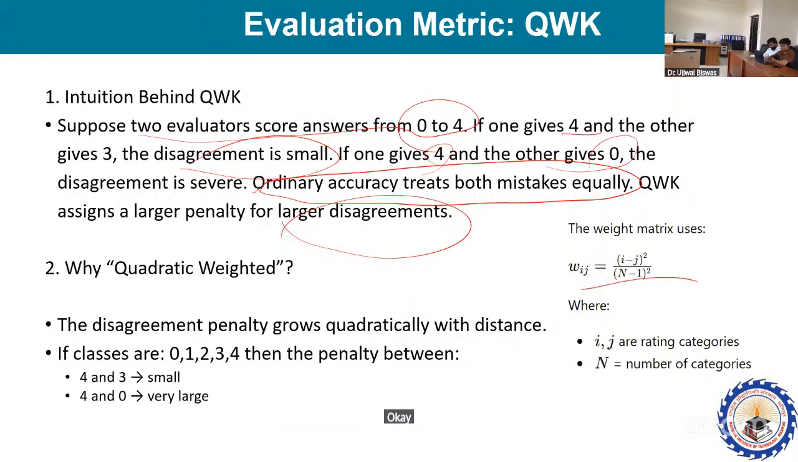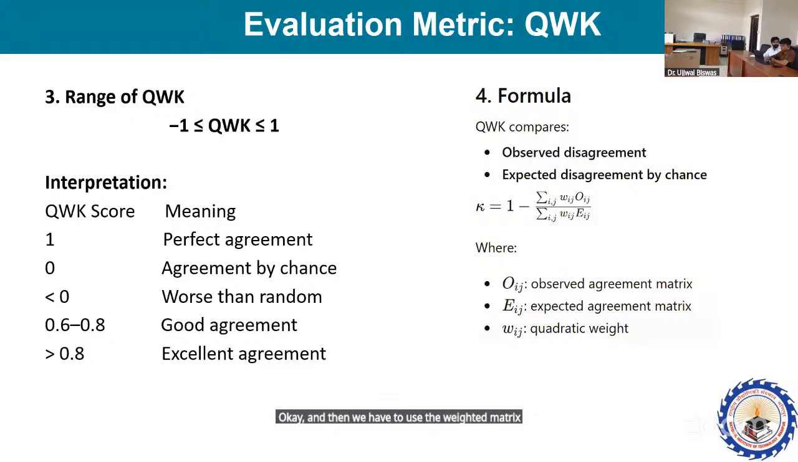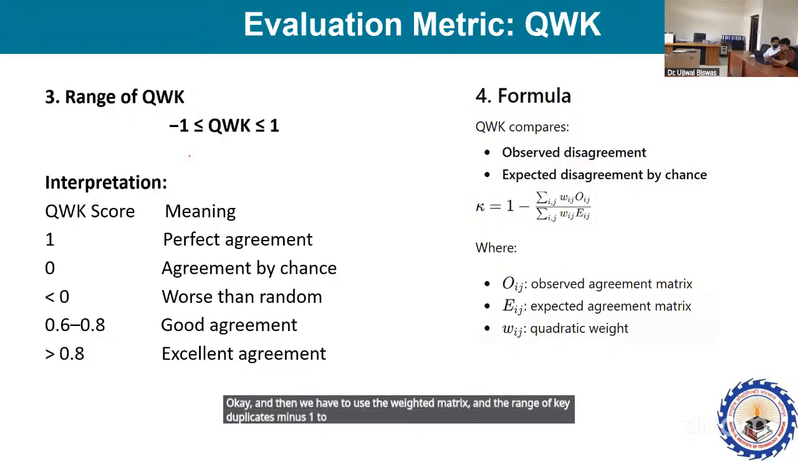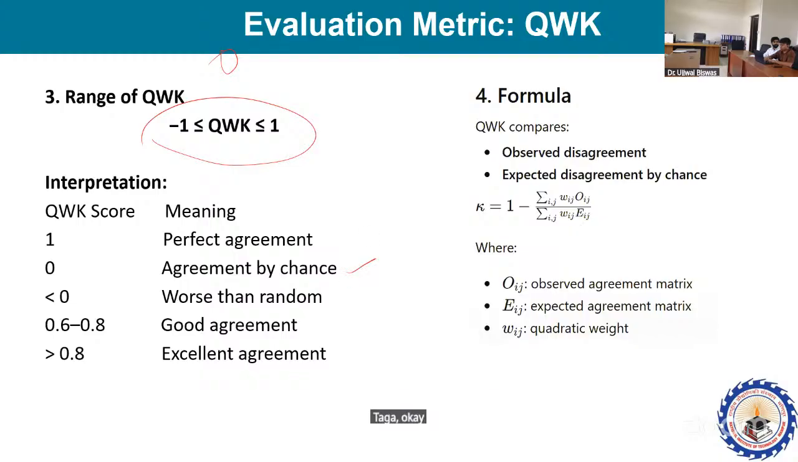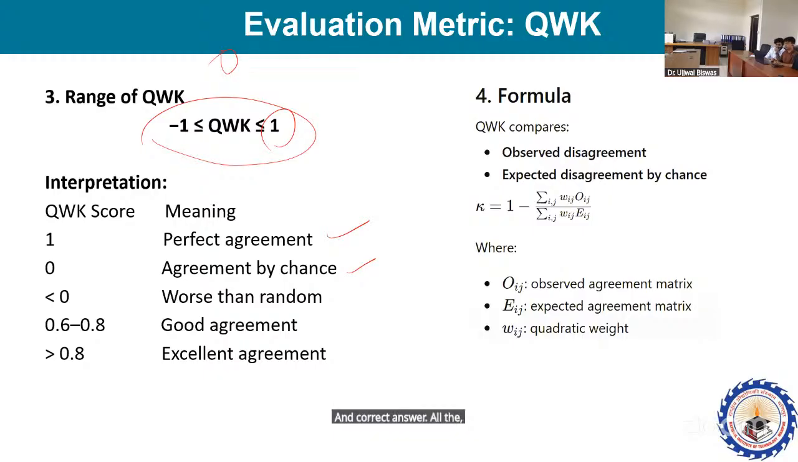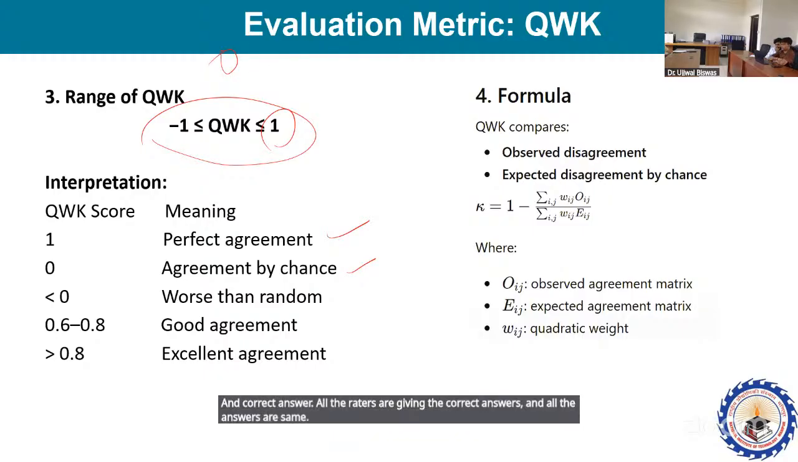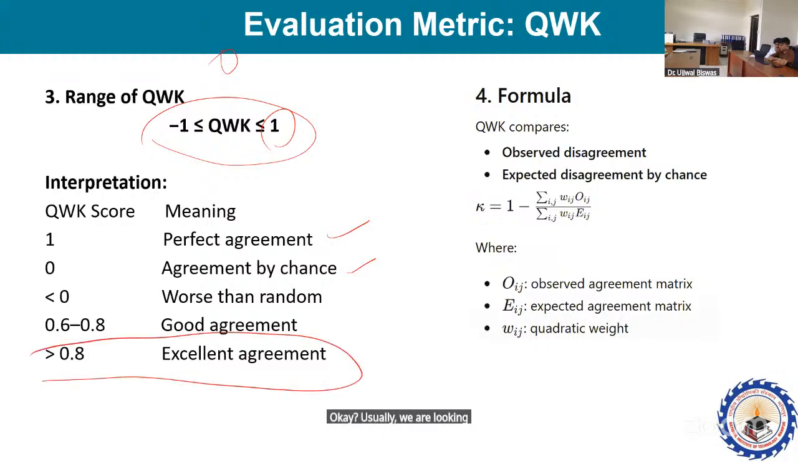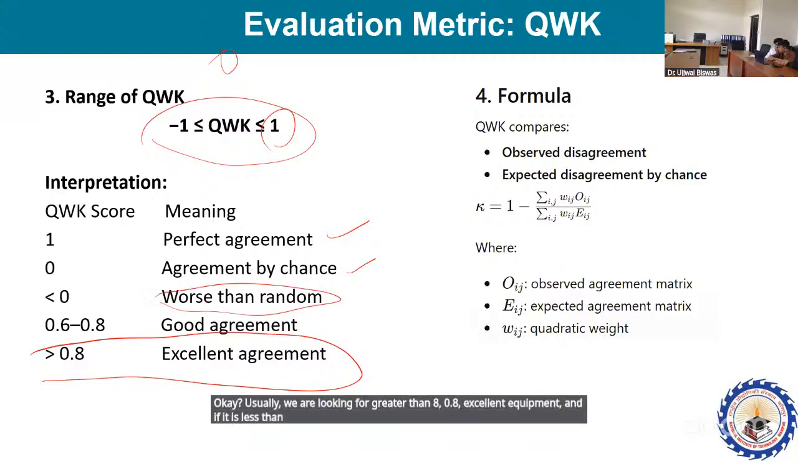And we have to use the weighted matrix, and the range of QWK is -1 to 1, where 0 is chance. If you flip a coin and then give the rating, then you will get 0 in the case of QWK. And if it is 1, then it is perfect agreement, meaning all the raters are giving the correct answers and all the answers are the same. Usually we are looking for greater than 0.8, excellent agreement, and if it is less than 0, it means that it is even worse than random.